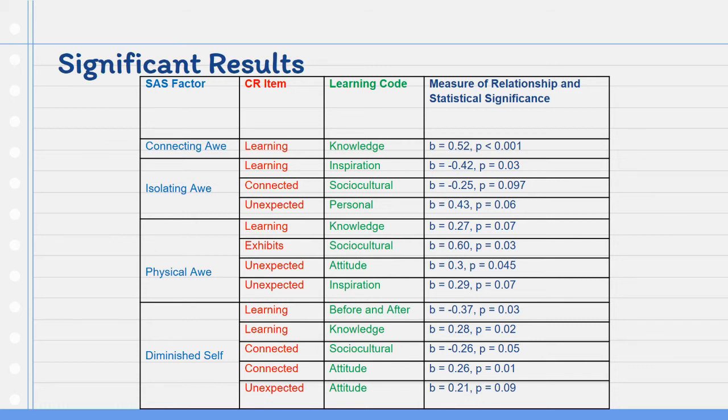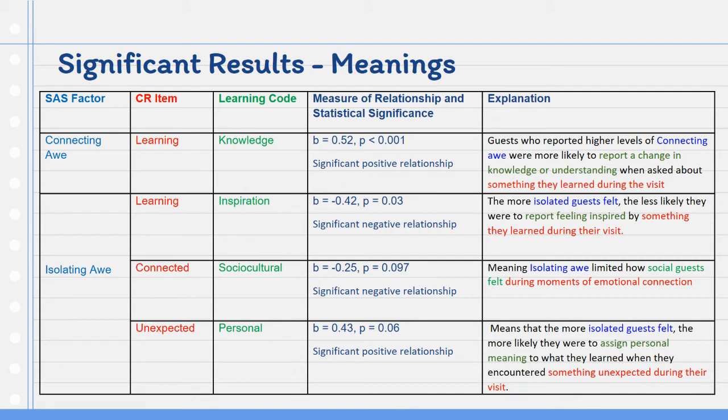So reading across, you will take the situational awe score factor, how it relates to a constructed response item, and the specific learning code. Then we look at the measure of relationship and statistical significance. The higher the B value, the stronger the relationship is, and the lower the P value, the more statistical significance was found. Here are some examples of significant results.